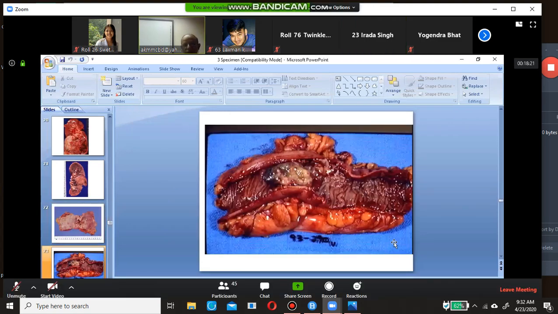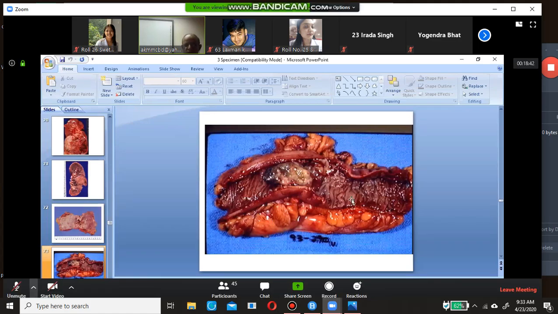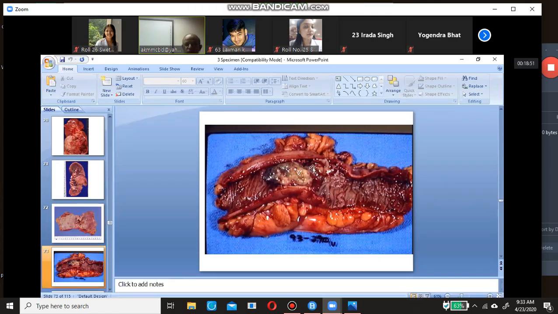And again, look at this structure. What is this? What structure is this? Again, it is colon. It is a tube-like structure. You see, there are mucosal folds here, and the fat attached to the gut. This is a specimen of colon. But this part of the gut is not normal. This part is normal, this part is normal, but this part is not normal. This is again a case of carcinoma colon.